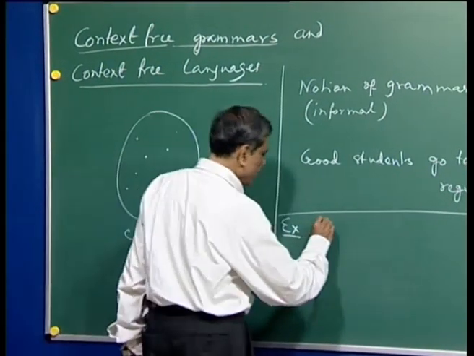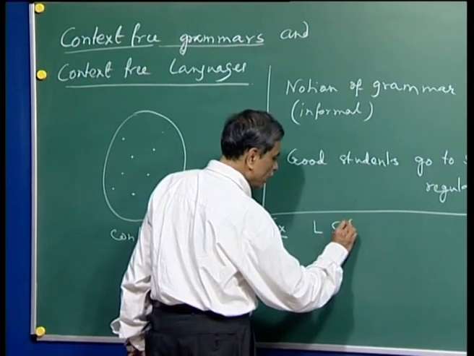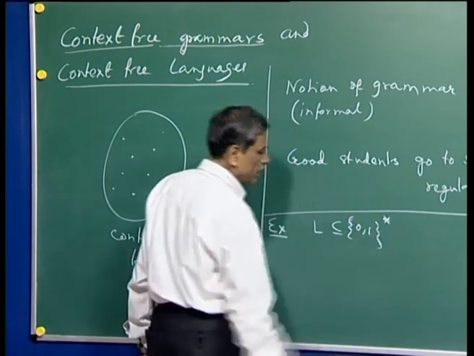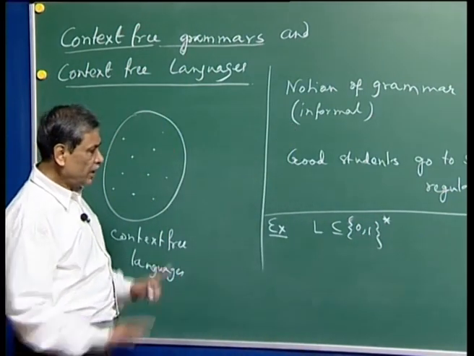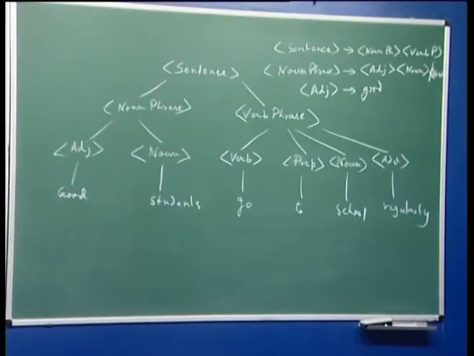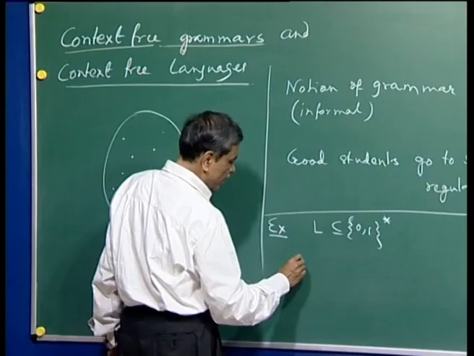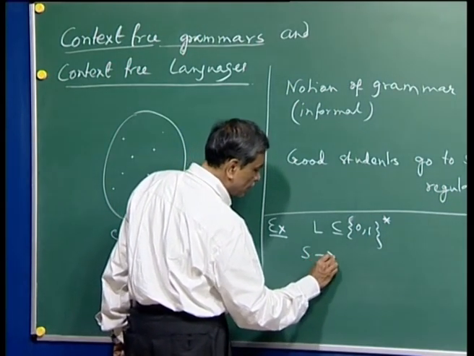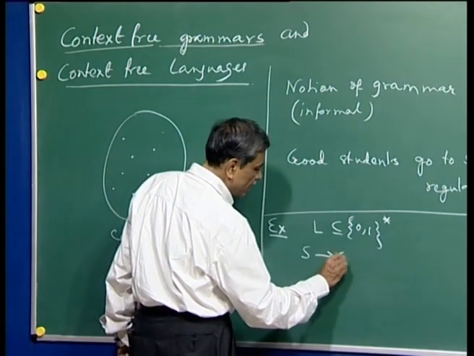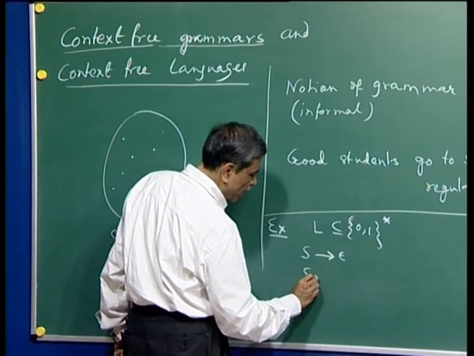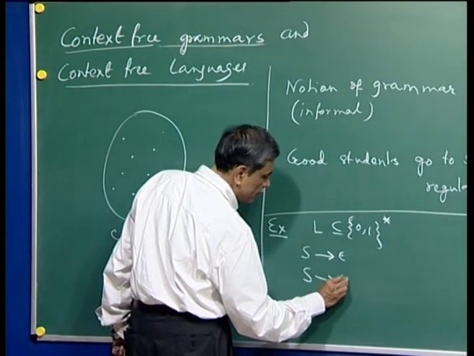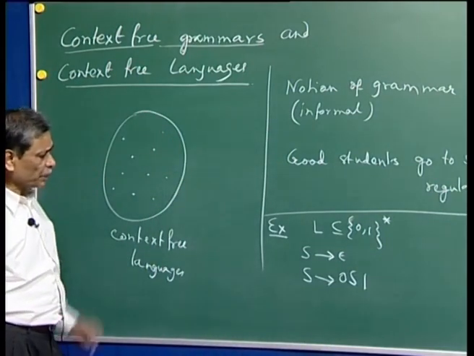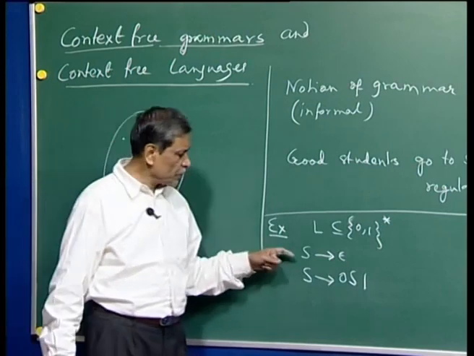Okay. Here I am considering a particular language over 0 and 1, right? And very similar to what we had done there, let me write in this fashion that an S can be either an epsilon or an S can be 0, S, 1. Now, these are the rules of this grammar.